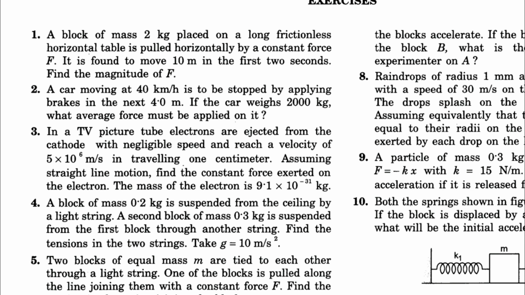So let's do some questions. The first question is that there is a block of mass 2 kg placed on a long frictionless table. It is pulled by a horizontal force which is constant, that is, the value of the force is not changing, and it is found that the object moves 10 meters in the first 2 seconds. What is the magnitude of that force that we need to apply?